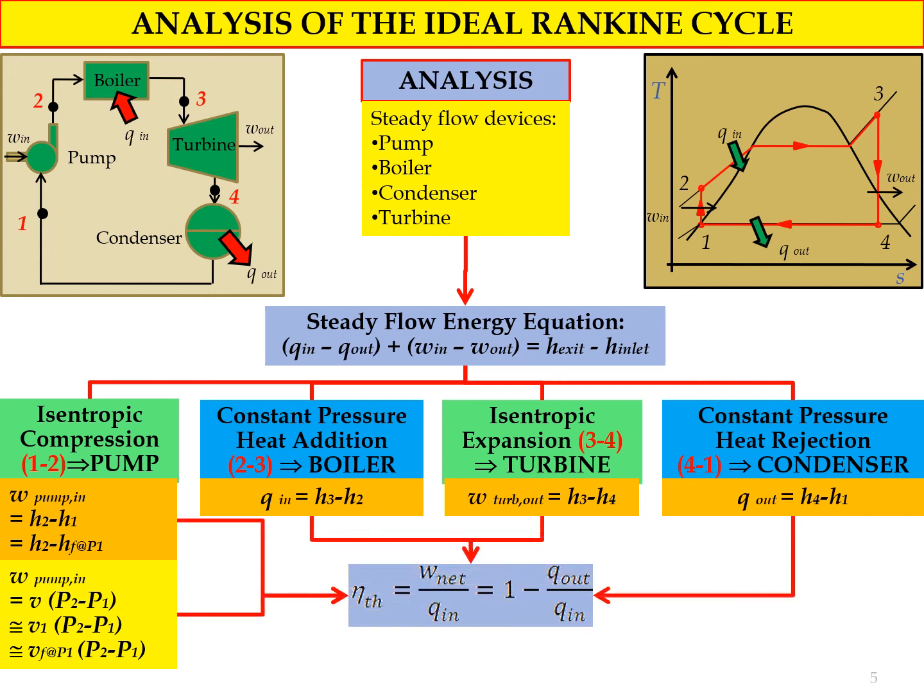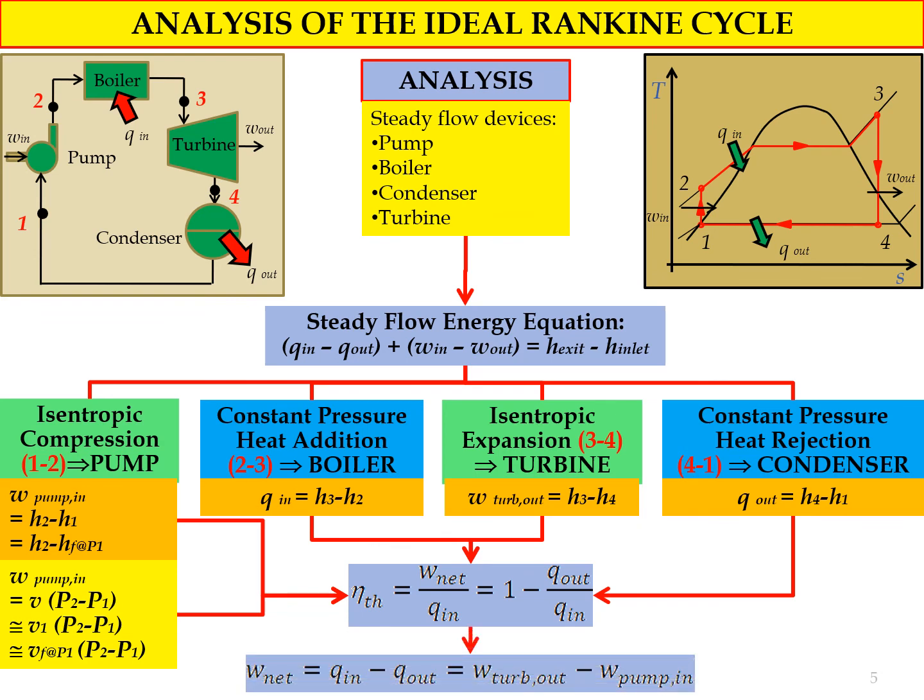From all these process analyses, we know that the thermal efficiency of the system is equal to work net divided by Q in. It is also equal to 1 minus Q out divided by Q in. And the work net is equal to Q in minus Q out, and it is also equal to work turbine out minus work pump in. So this is the analysis of the ideal Rankine cycle. You should understand the TS diagram, and also you should know how to analyze all these equations.